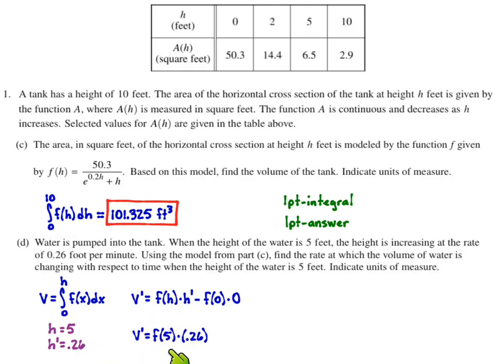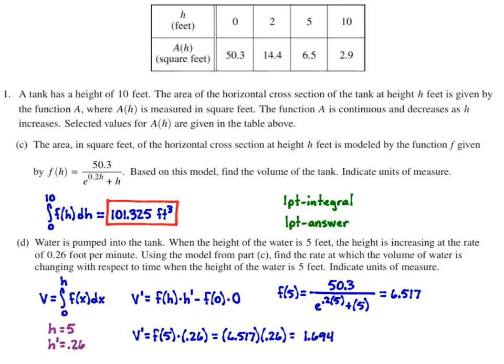And then from here, we've got to figure out what f of 5 is. So we would take 5 and plug it back into our f function for the height. So f of 5 is going to be 50.3 over e to the 0.2 times 5, and then plus 5. This is going to be a calculator problem, so you can just type that in, and you get 6.517. Then we plug that value into f of 5 here, and you end up with 6.517 times 0.26, which is 1.694.